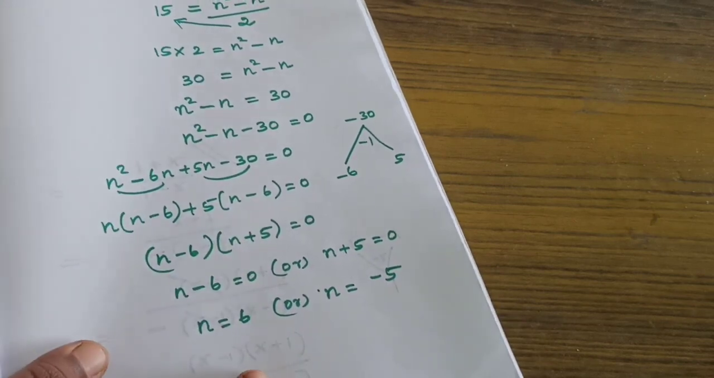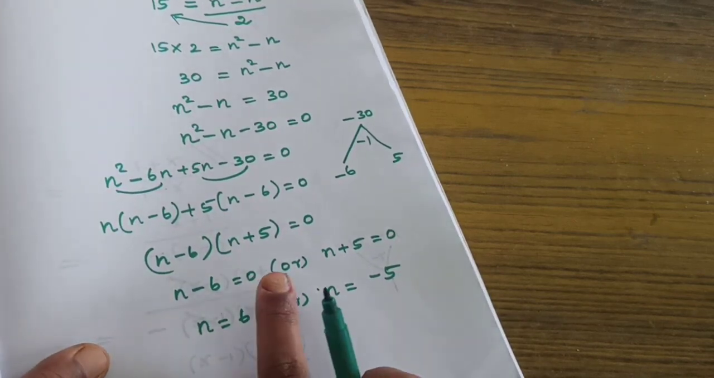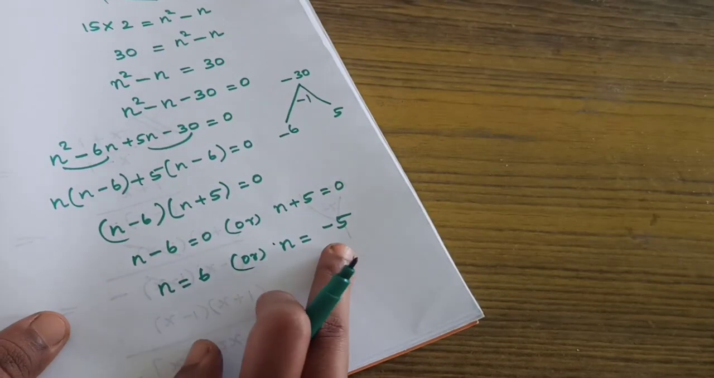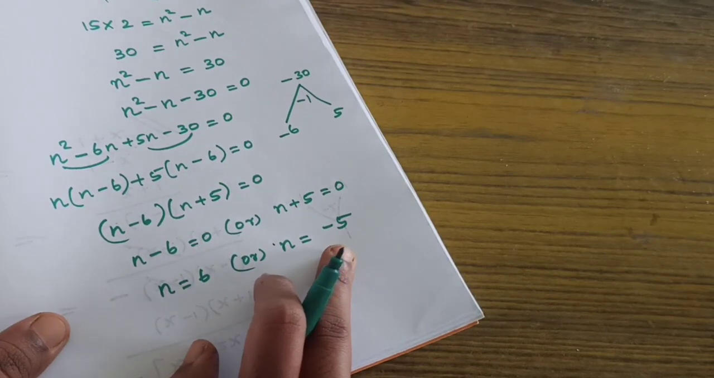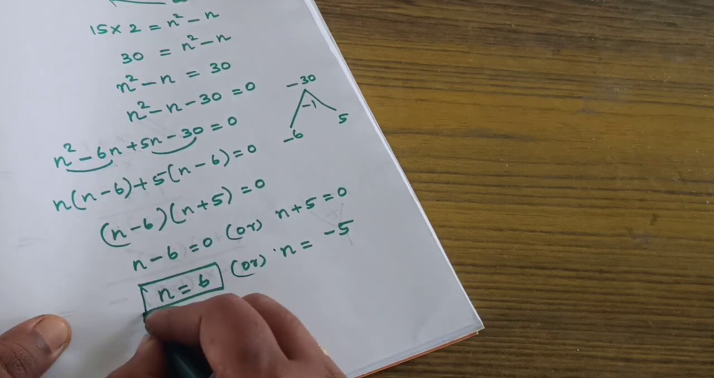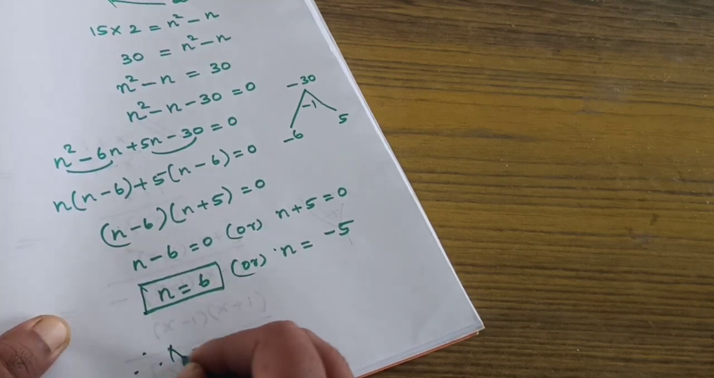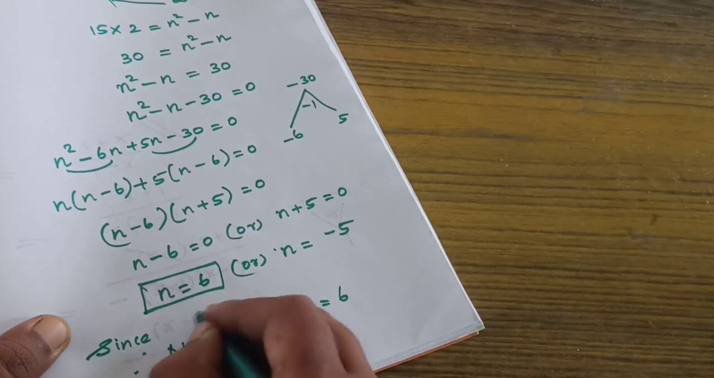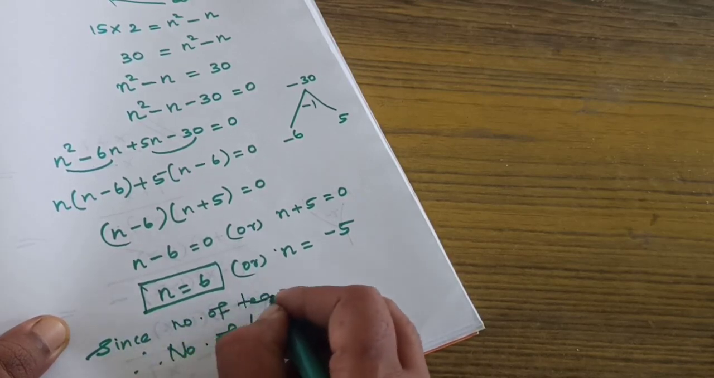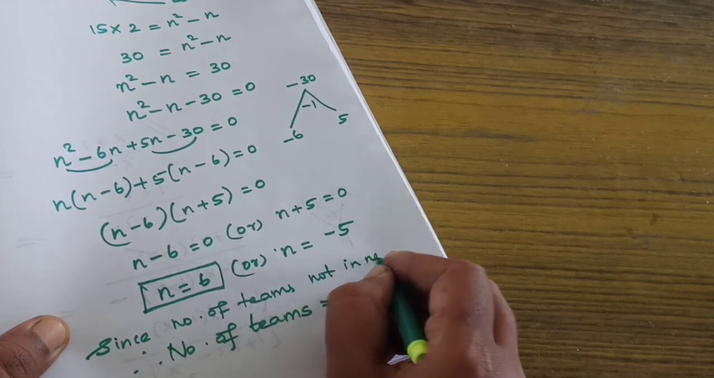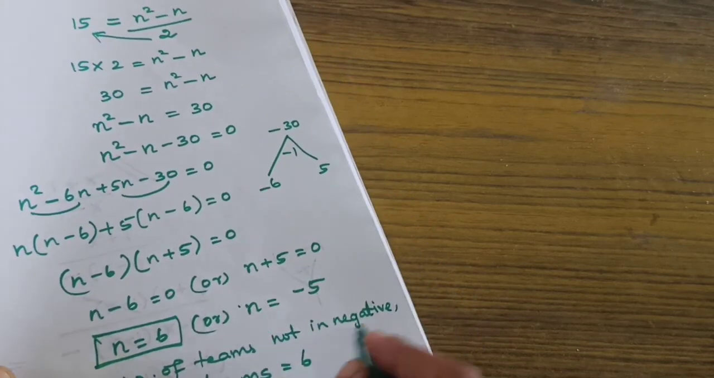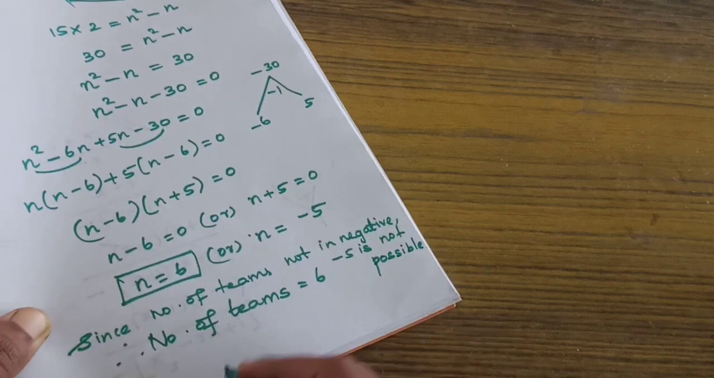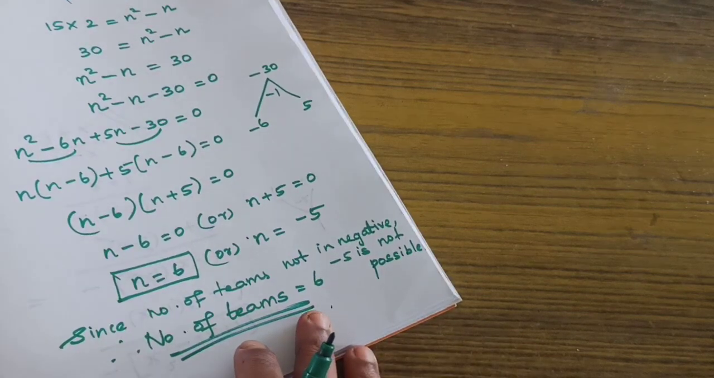Here you should think practically, because we got 2 values for n. Since it is a quadratic equation, we got 2 values. But n means number of teams only. Anywhere, will the number of teams be considered as minus? No, not at all. So automatically, how many teams are there? 6 teams are there. Therefore, number of teams equal to 6. And since number of teams cannot be negative, minus 5 is not possible. So what is the final answer? Number of teams equal to 6.